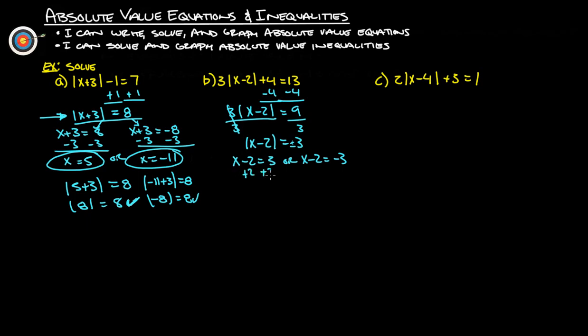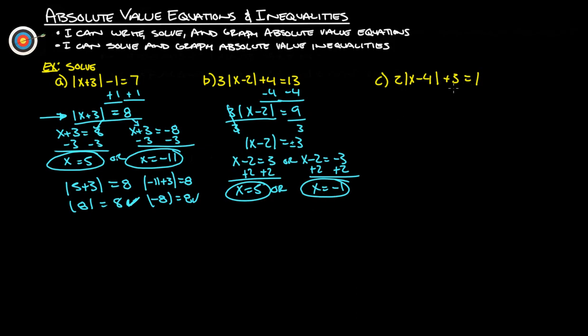Add 2 to both sides. We get x equals 5 here, or add 2 to both sides here, and we get x equals negative 3 plus 2, which is negative 1. So both of those answers will work. And again, you're welcome to plug those back in if you want, but you do not have to.